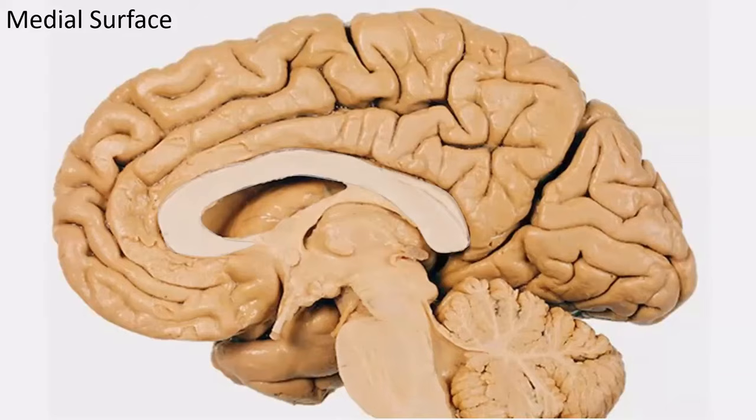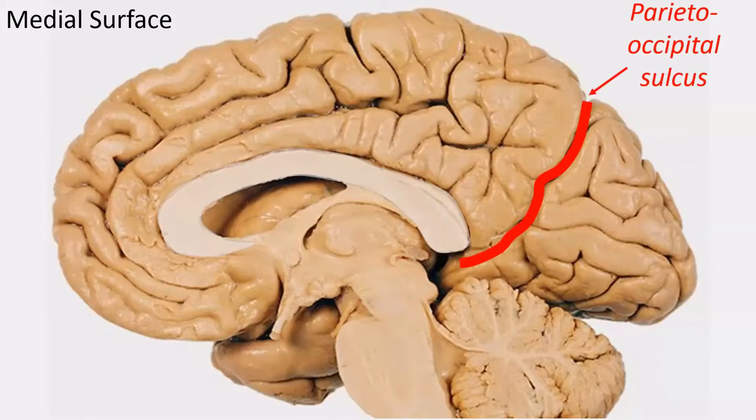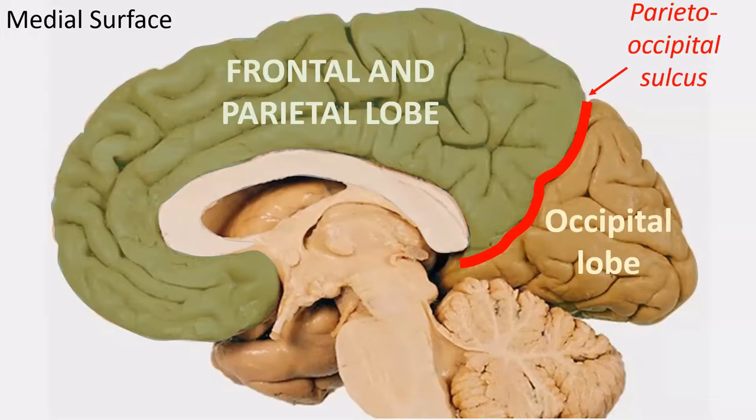On the medial surface, we will find the third sulcus, which is important for the division of the brain in the various brain lobes. And this sulcus is the parieto-occipital sulcus. And the name already says what it does. The parieto-occipital sulcus divides the occipital lobe from the parietal lobe and an extension, the frontal lobe, which does not neighbor the occipital lobe, but there is no clear sulcal landmark that divides the frontal from the parietal lobe on the medial surface of the brain, which is why I mentioned those here as one, frontal and parietal lobes.